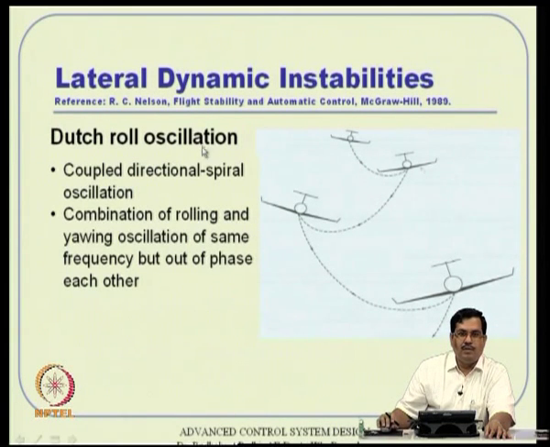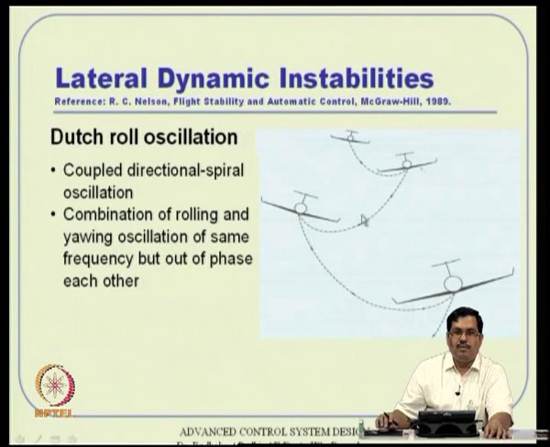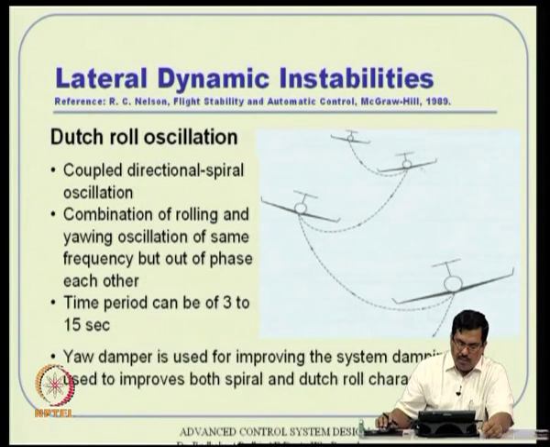Okay, when you do ice skating, you go to one side and then you come back to the other side and things like that. That is typically what people do in ice skating, so that is how the terminology has been given. The time period can be 3 to 15 seconds, and then typically this yaw damper is used.